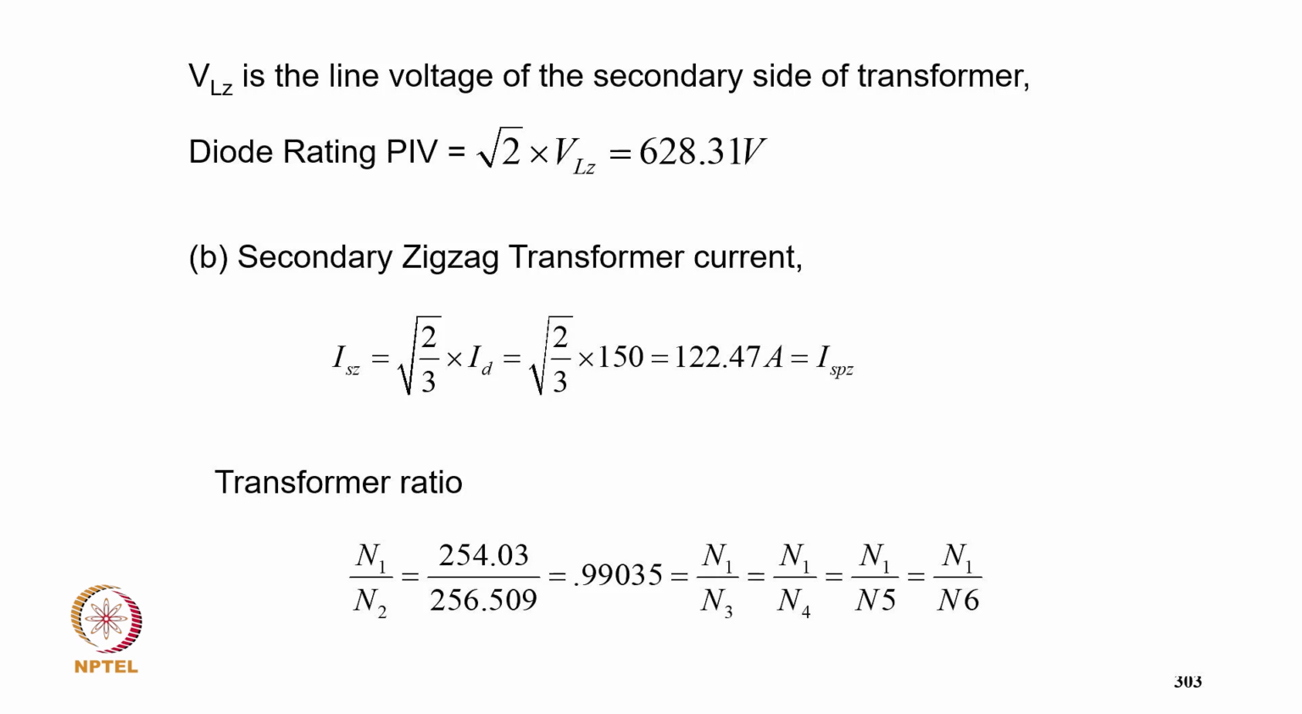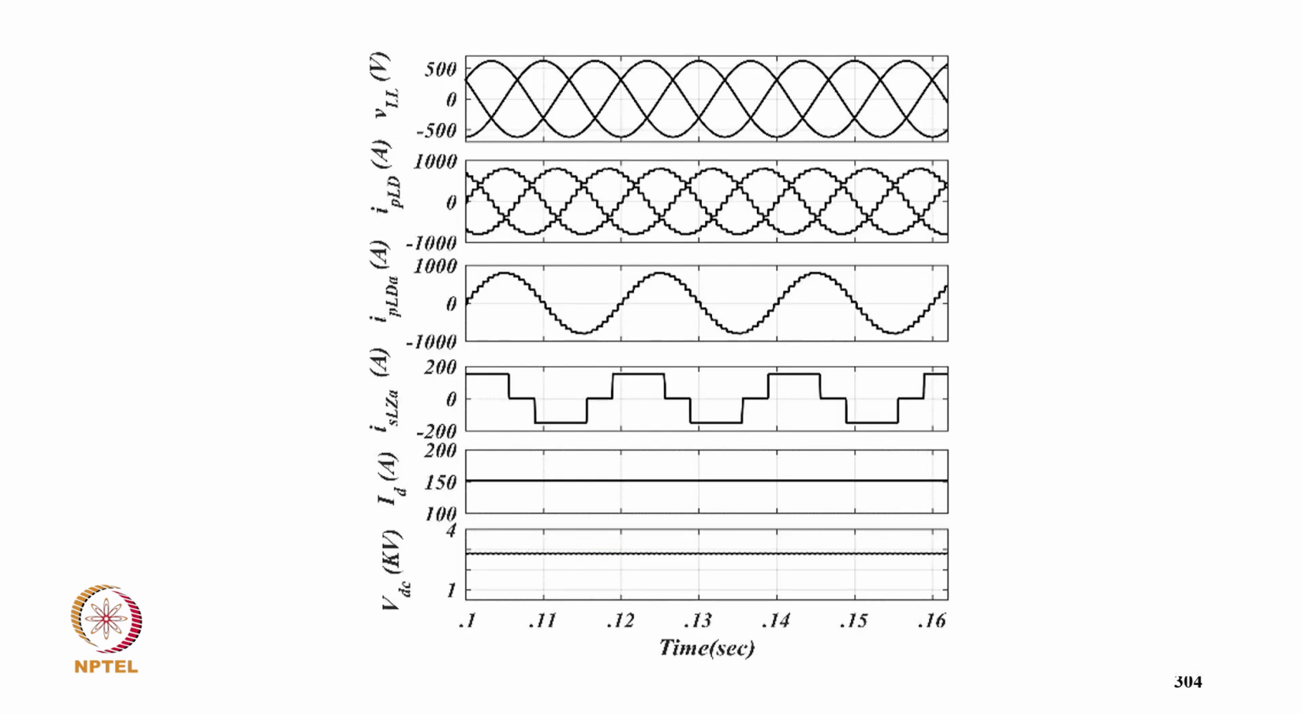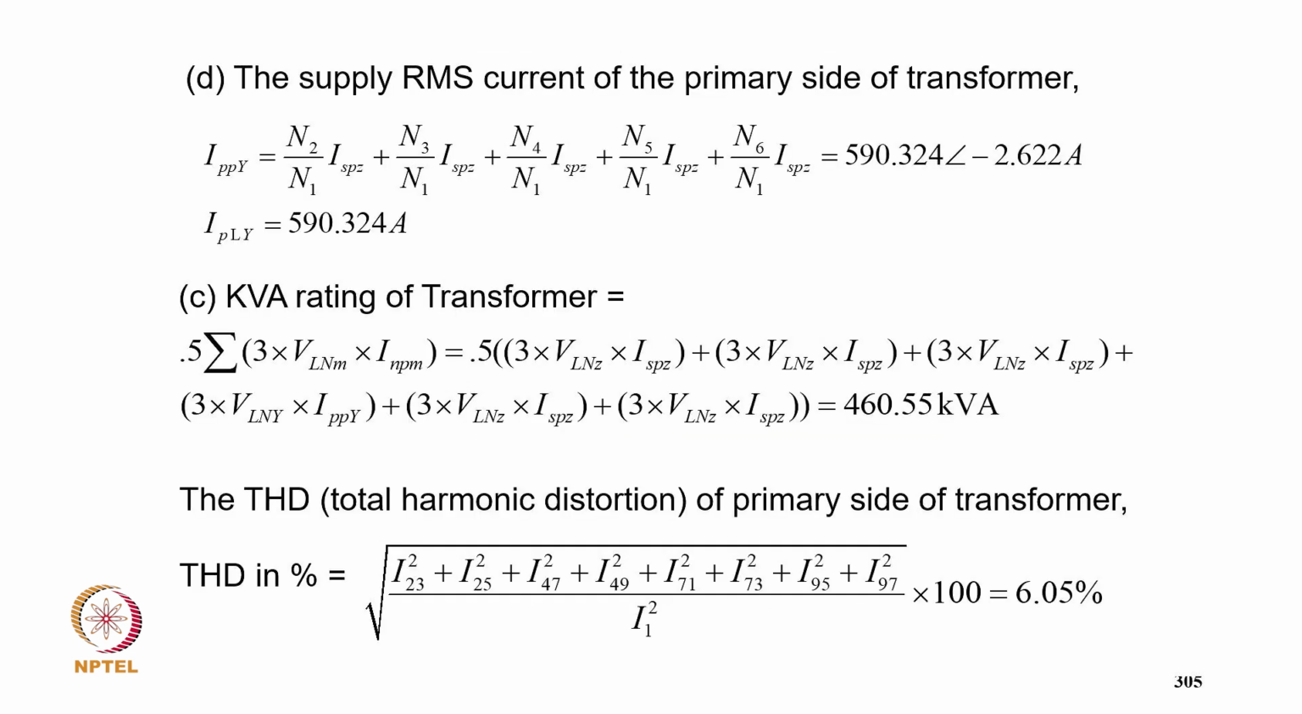And second is the transformer current, ISZ equal to root 3 upon 2 upon 3 ID, that comes to about 124.47 ampere, and N1 upon N2, 254.04 upon 256.5, becomes 0.990355, that becomes N1 upon N3, N1 upon N4, N1 upon N5 and N1 upon N6. And this is a simulated waveform: supply voltage, then the 3-phase supply current, then one converter current, the next supply phase current, then one converter current, and the DC link current and DC link voltage.